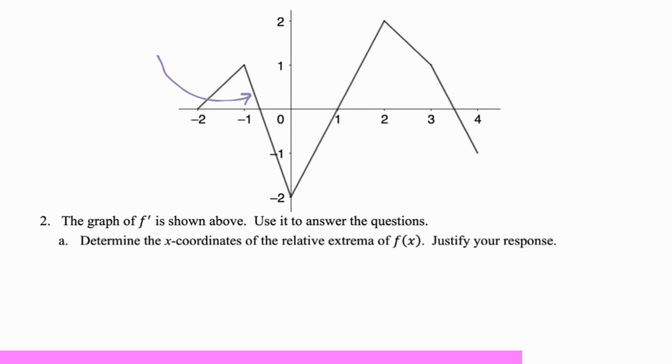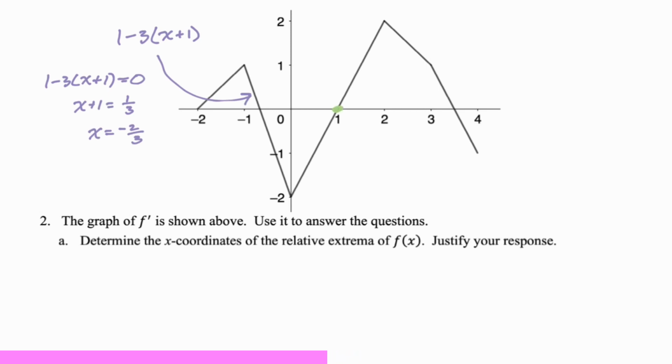So I'm going to use point slope form, and the ordered pair I'm going to use is -1, 1, and then the slope is down 3 over 1, so -3. So 1 minus 3 quantity x plus 1. We have to set that equal to 0 and then solve it. So subtract 1, divided by -3, you get x plus 1 is 1/3. Subtract 1, you get x is -2/3. So that's one of the critical points. The other one is at 1, and then this one is definitely at 3.5.